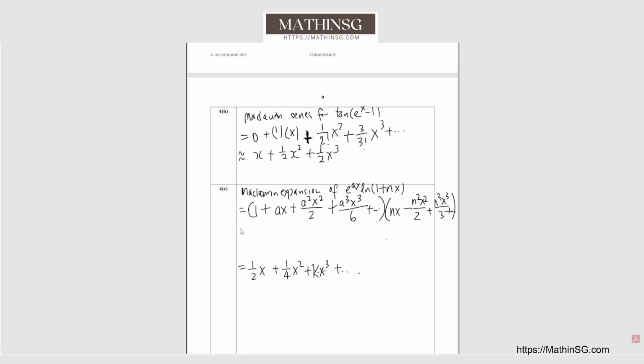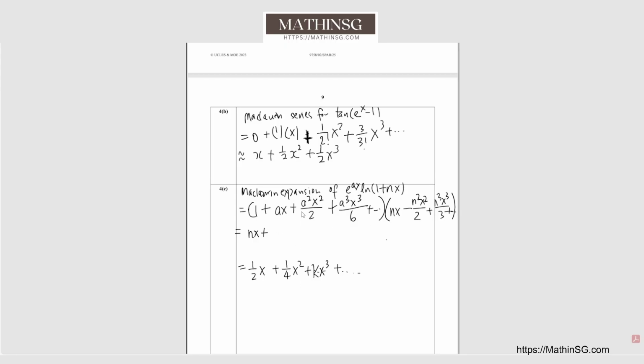Next I want to find terms containing x. In order to obtain terms containing x, I'll take 1 times nx. So I have nx. From here, I know that n is basically equal to half. But let's do that later.